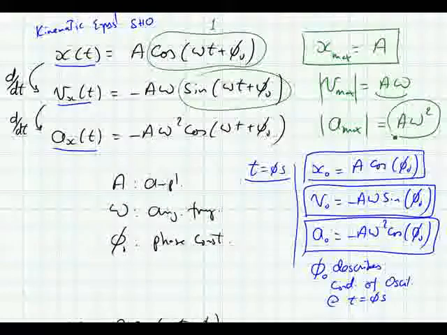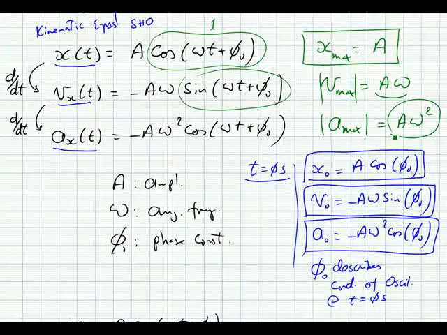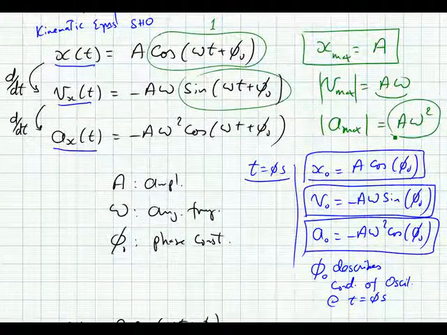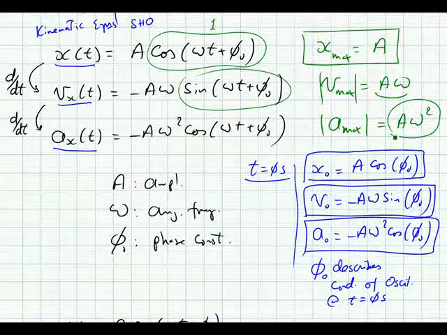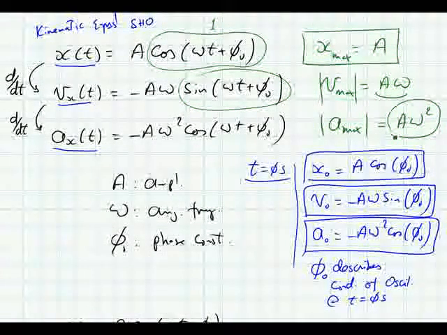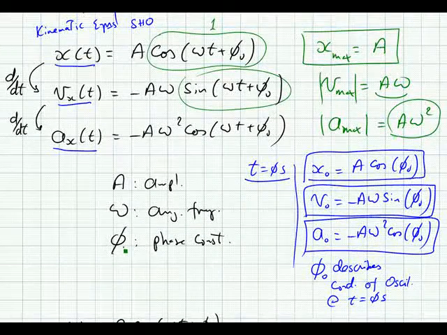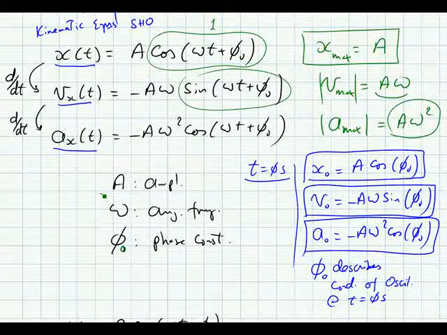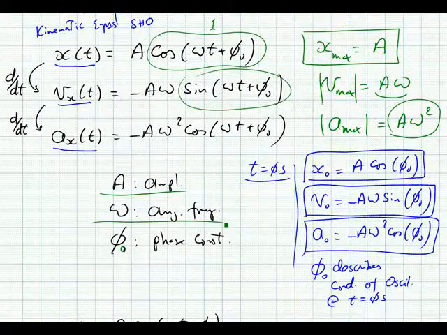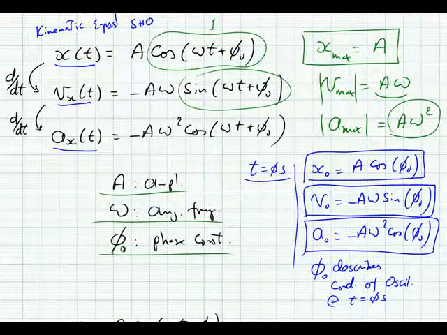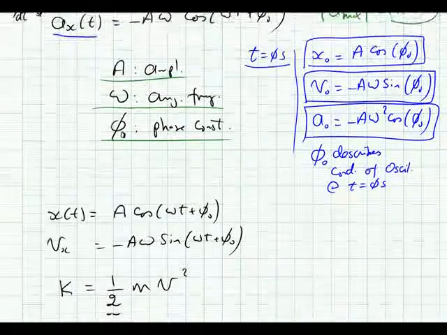So once again, these are important, well, handy relationships to remember or to have on your equation sheet. And of course, A is amplitude, omega is angular frequency, and phi naught is phase constant.